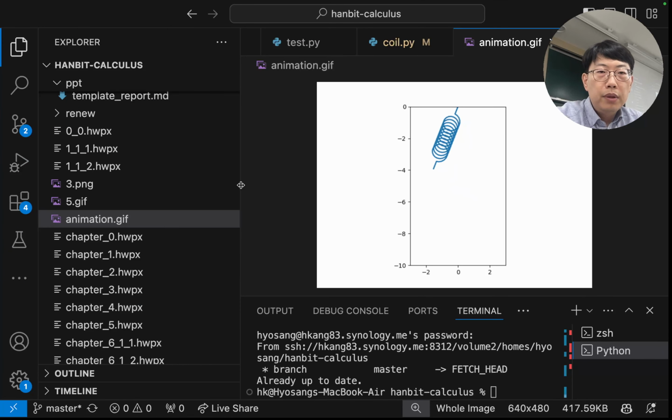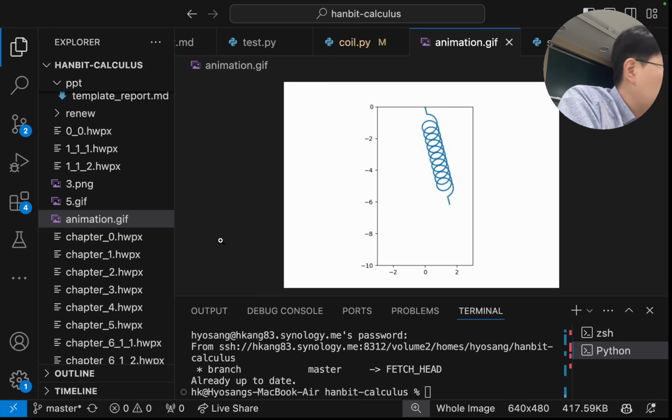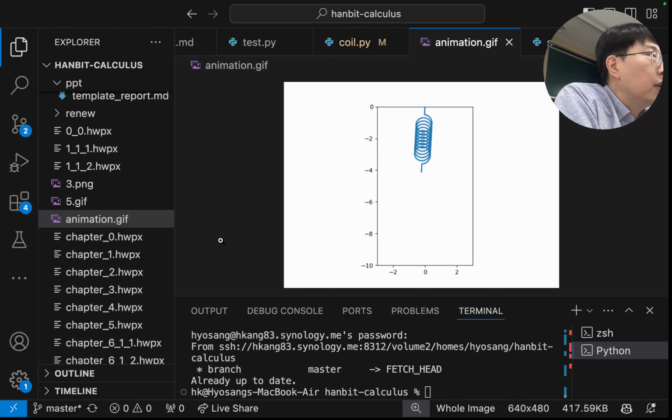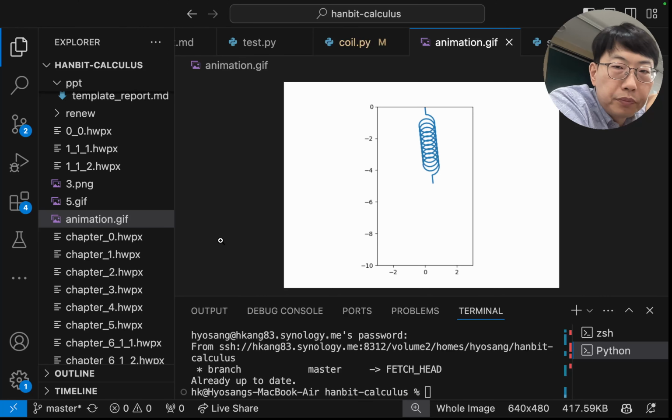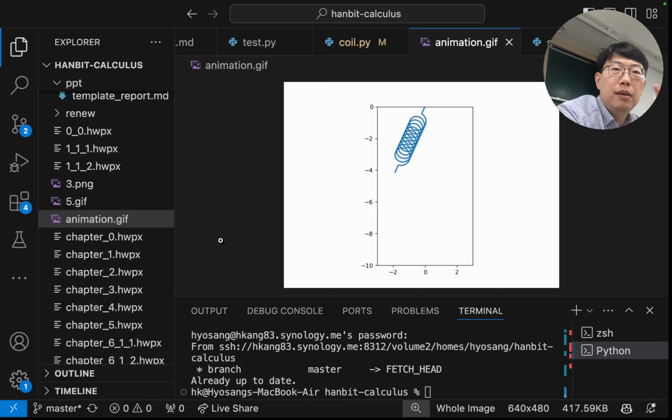Something like this. So you can see that there is a spring oscillation and pendulum motion. I didn't put the objects as a picture, but you can try to put some nice picture for the object. But anyway, I want to simulate this physical situation. We talked about how to draw the coil.